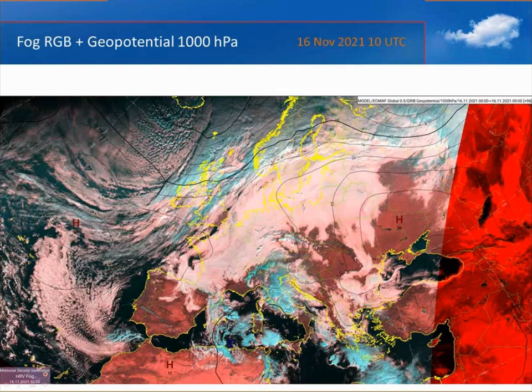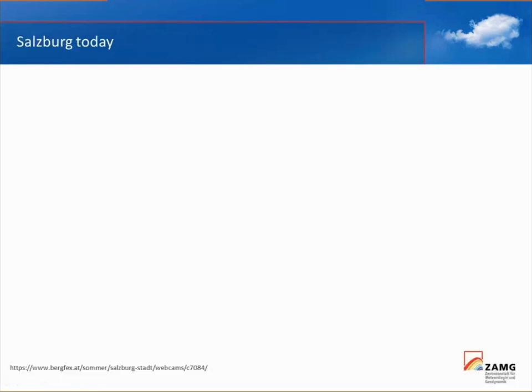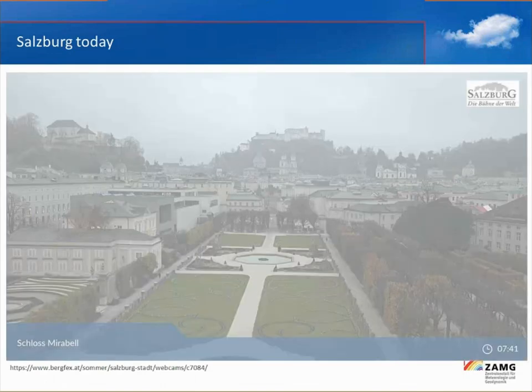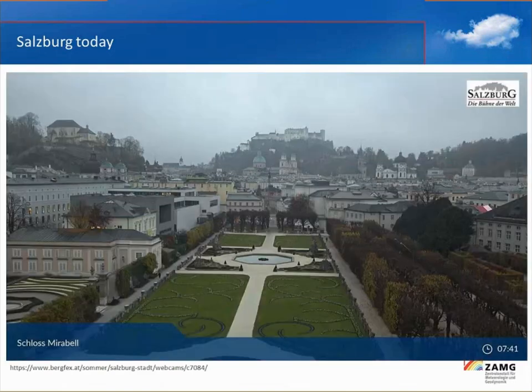Okay, now let's have a look at the webcam. This is Salzburg today. You see the castle in the middle, and oh, sorry. We cannot actually see anything. Okay. It's coming. One more. There we go. Okay. Sorry. You see we have overcast weather here, and fog is sometimes closer to the ground and sometimes a little bit elevated.